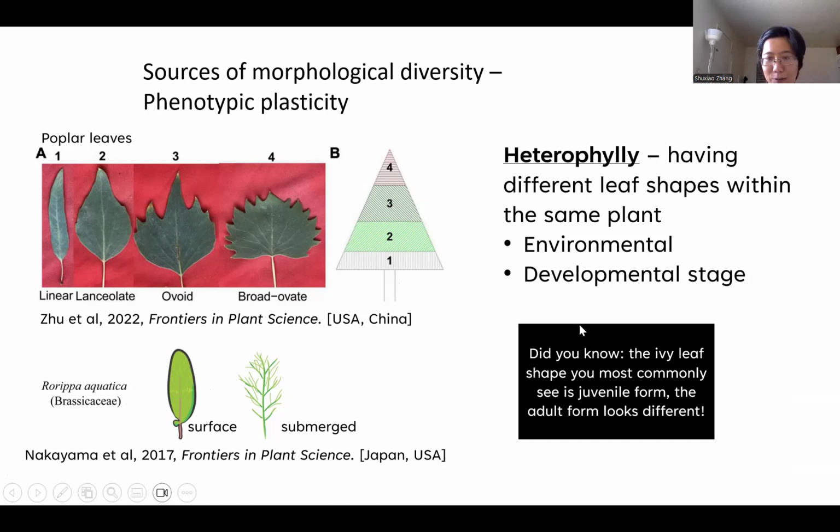And something that I thought was super cool, that my past student didn't know and also thought was cool when I mentioned this, is that the typical ivy leaf that you see, which looks a little bit like this middle shape here, right? It has three lobes and kind of a rounded shape. That's actually only the juvenile form of the leaves, and the adult forms of the leaves look super different. They look more like number two of the poplar leaf here.